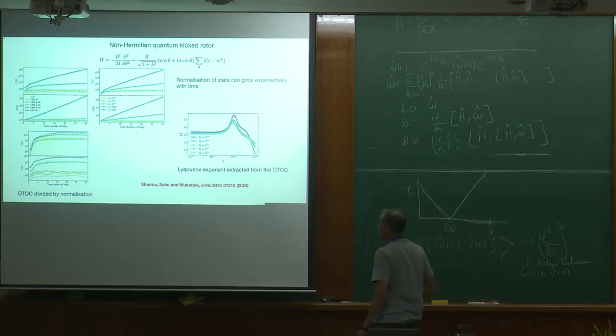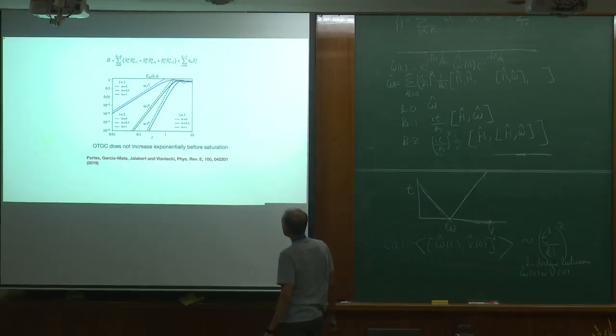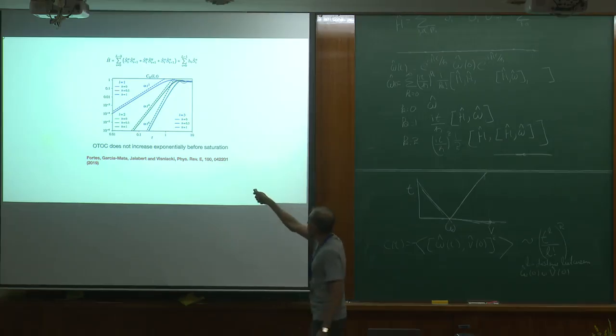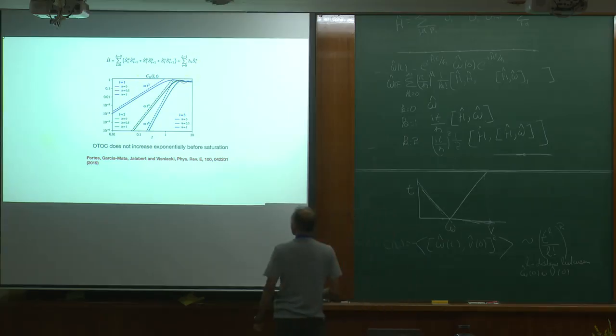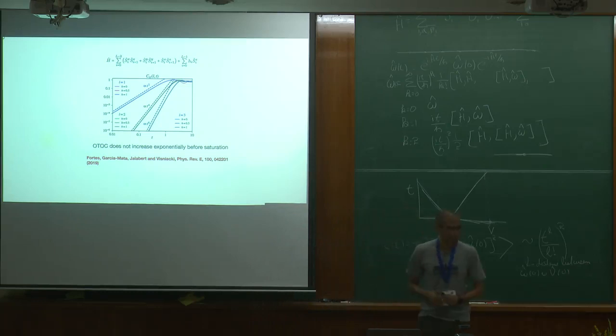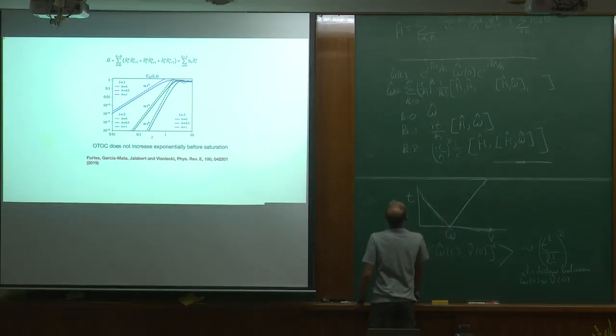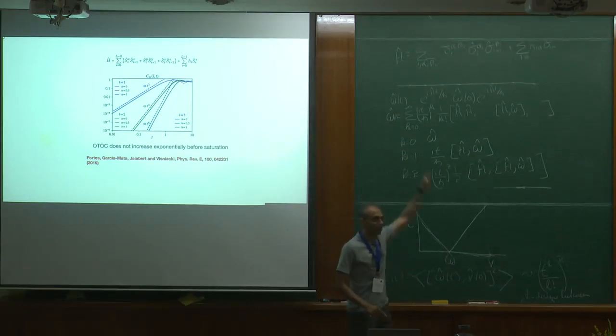So let me show you some numerical data here. This is the OTOC for this particular spin chain. This is just the Heisenberg spin chain. So you just have a Heisenberg interaction, and then you also have some on-site magnetic field, which I think in this particular paper is drawn from some random distribution with a certain width. So it's definitely a member of this particular family of Hamiltonians that I wrote.